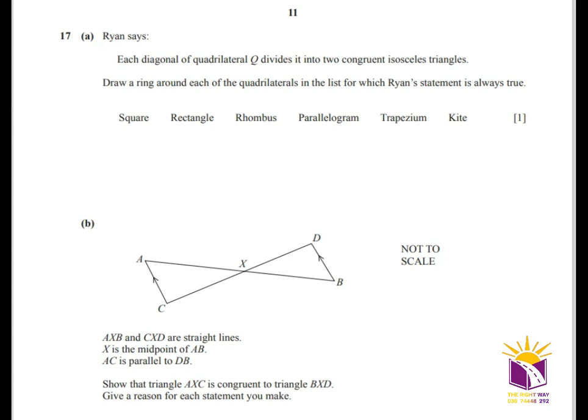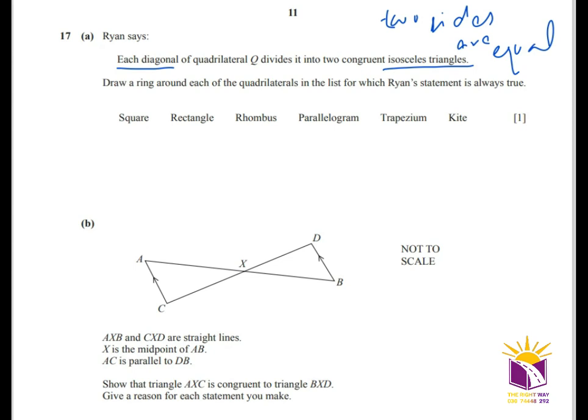Question number 17. Rayan says each diagonal of a quadrilateral divides it into two isosceles triangles. Isosceles triangles are those triangles whose two sides are equal. Draw a ring around each of these quadrilaterals in the list for which Rayan's statement is always true.